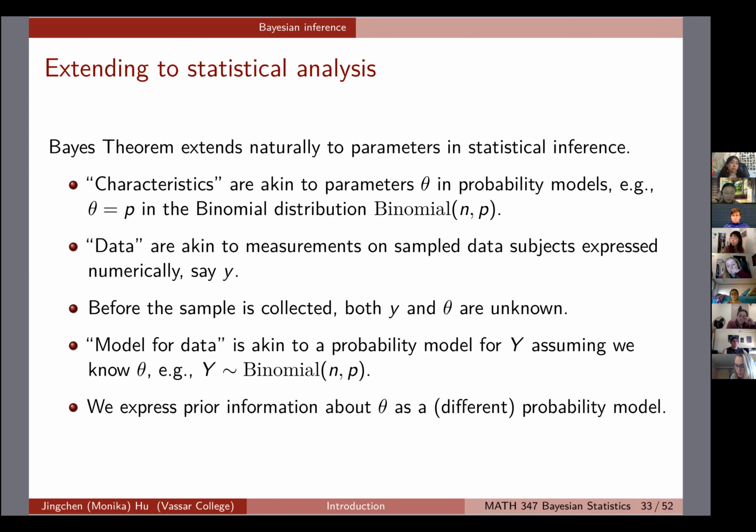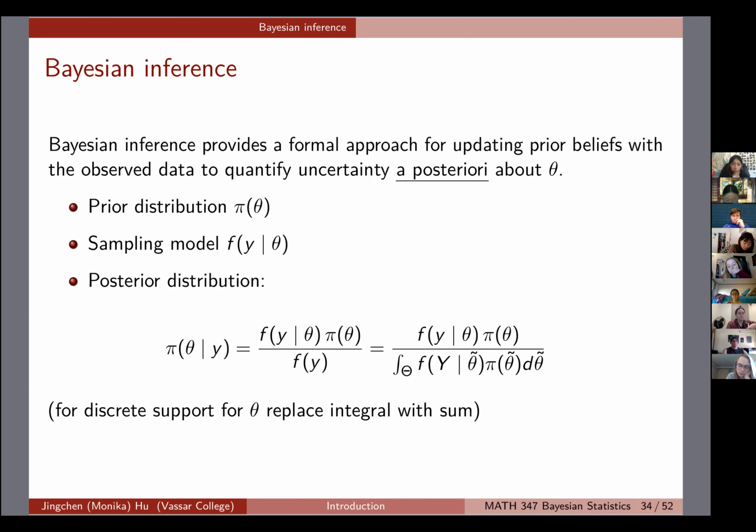Before the sample is collected, both y and theta are unknown, and we will use a model for the data. For example, you will still use a binomial model if you're looking at a success-failure experiment. And lastly, for Bayesian inference, we're going to express prior information about theta as a different probability model, because we think theta is random and we're going to give a probability distribution to it. Okay, so this is just trying to tie back to some of the stuff that you might have seen before. And now we're going to look at an example together.